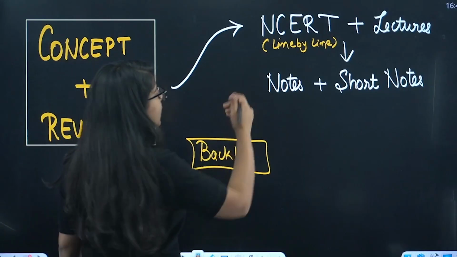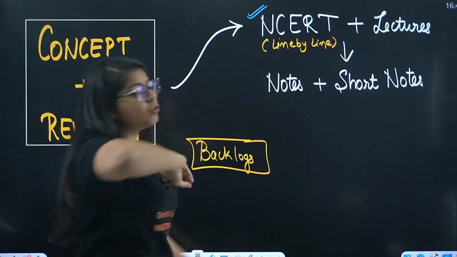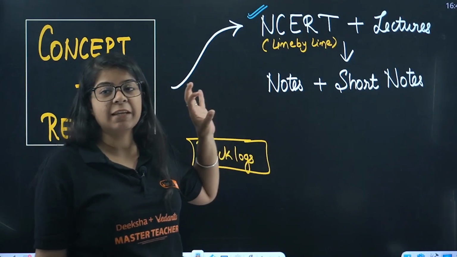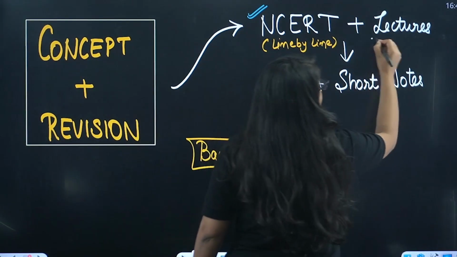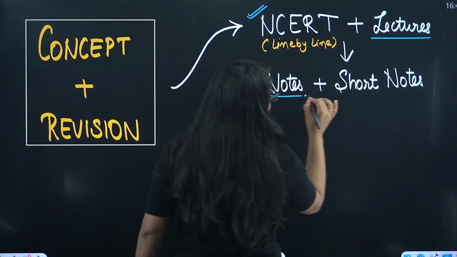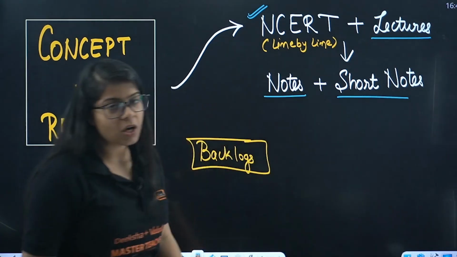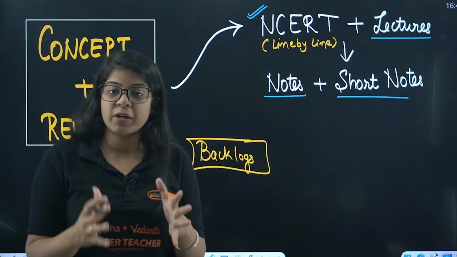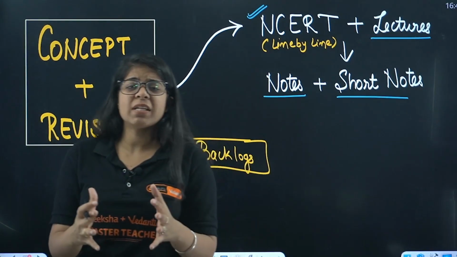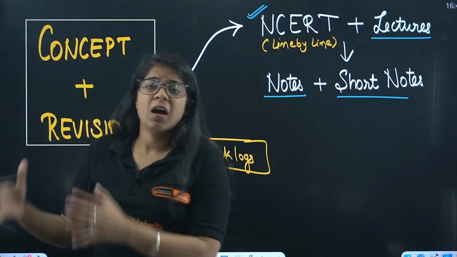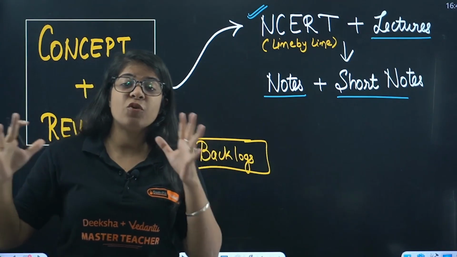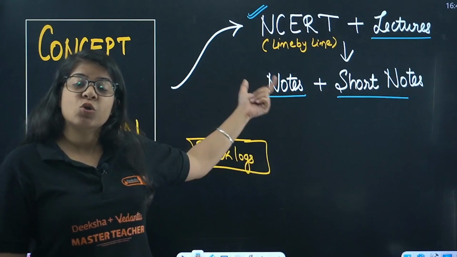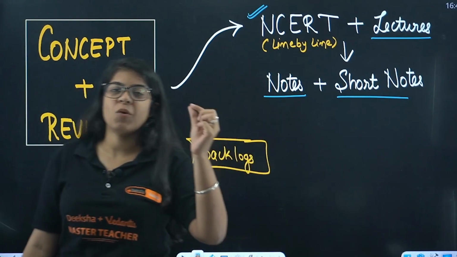By concept, I mean NCERT line by line of those chapters which we saw. So I'm hoping those chapters you have completed NCERT line by line and you have watched the lectures as well. Next beta, notes and short notes. Of course, I have been telling you for so long that these notes and short notes are very important, because one day before the examination, chemistry, biology and physics, and you have 5-6 chapters, you won't be able to go through NCERT line by line.